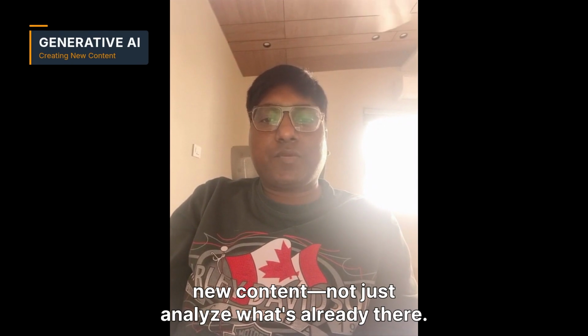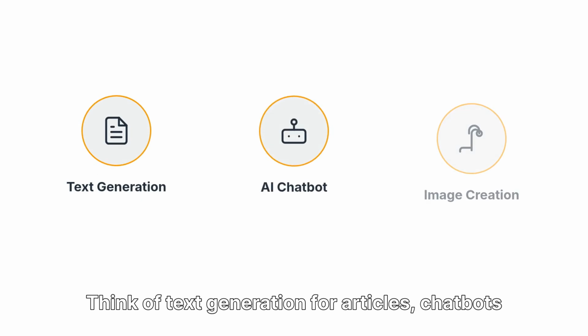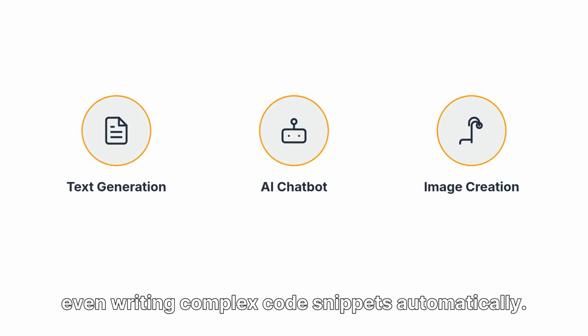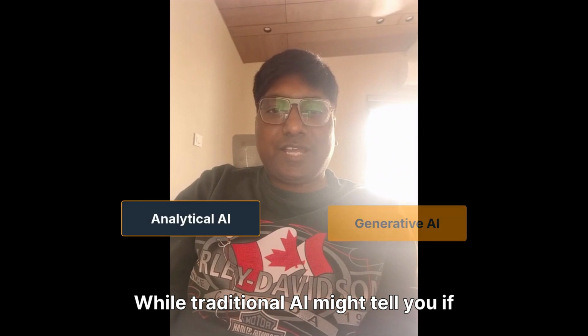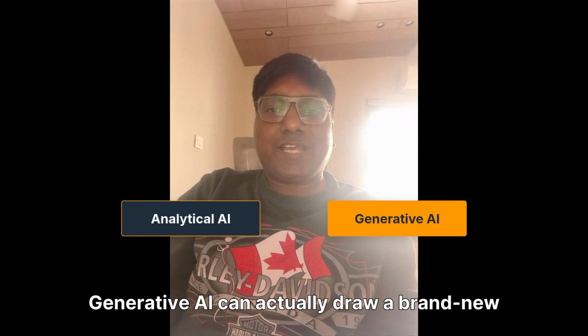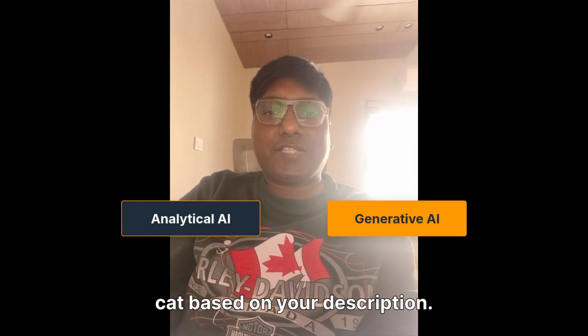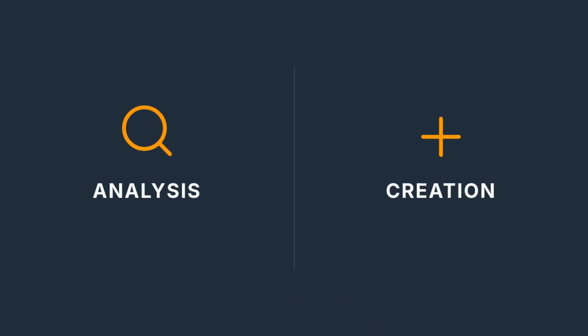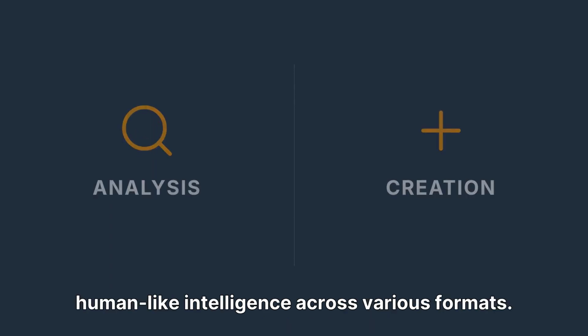At its simplest, generative AI is a type of artificial intelligence that can create new content, not just analyze what's already there. Think of text generation for articles, chatbots for customer service, creating stunning images, or even writing complex code snippets automatically. While traditional AI might tell you if a photo has a cat in it, generative AI can actually draw a brand new cat based on your description. It's about creation, producing original data that mimics human-like intelligence across various formats.